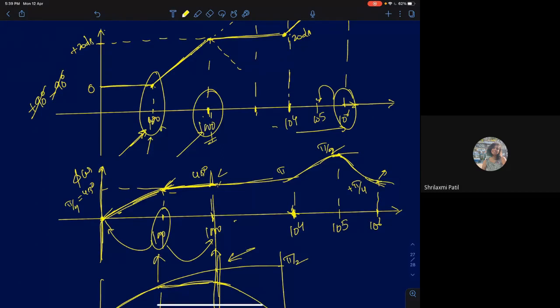Will it stay constant at pi by 4 after 10 power 6? If I ask you what is the value of 10 power 7, what will it go to? At 10 power 7, it will come back to 0. That's it. Okay, the total phase shift is 0, right? Because the number of poles is equal to the number of zeros, and all of them are left half plane. So the net phase shift introduced by the zeros will get cancelled out by the net phase shift introduced by the left half plane poles. So finally it will come to 0. So this is how the phase response graph will look like roughly.